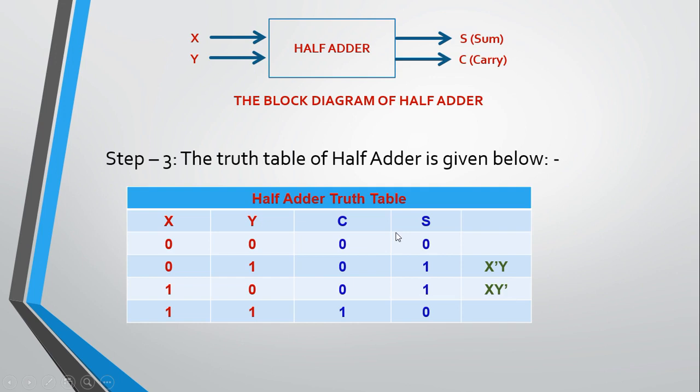Let me repeat this point once again. First of all, you need to draw the block diagram of half adder. You need to provide two input variables which are referred to as operands, and sum and carry both are the output variables which can be referred to as addend. Right? Now over here in the truth table, what you need to do, you need to write carry and sum, right? Both are the output variables which are marked with blue color, and input variables are marked with red color. Half adder means two input variables.